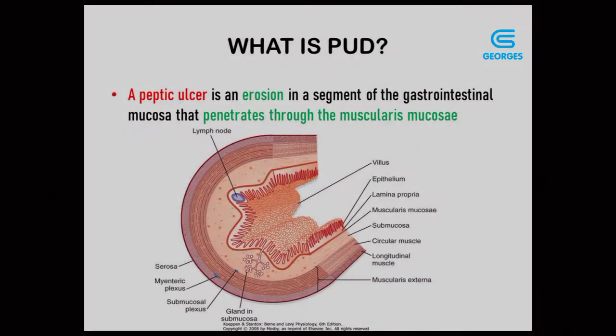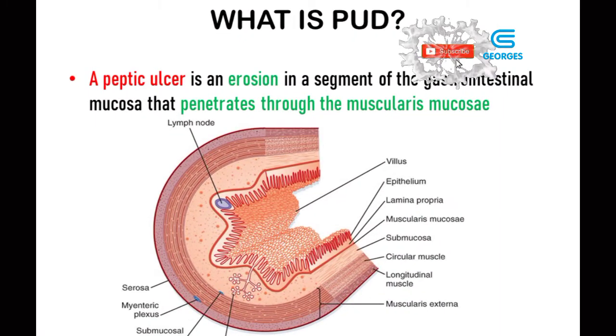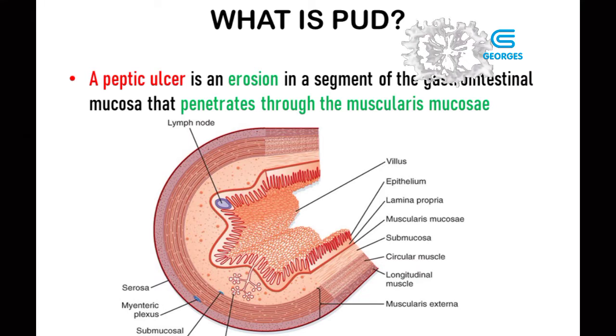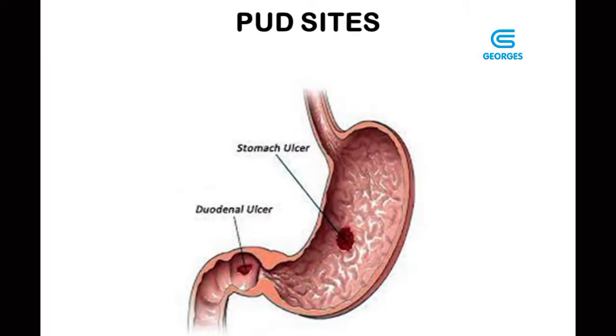Peptic ulcer disease, or PUD. A peptic ulcer is an erosion in a segment of the gastrointestinal mucosa. We can have a stomach ulcer or a duodenal ulcer.